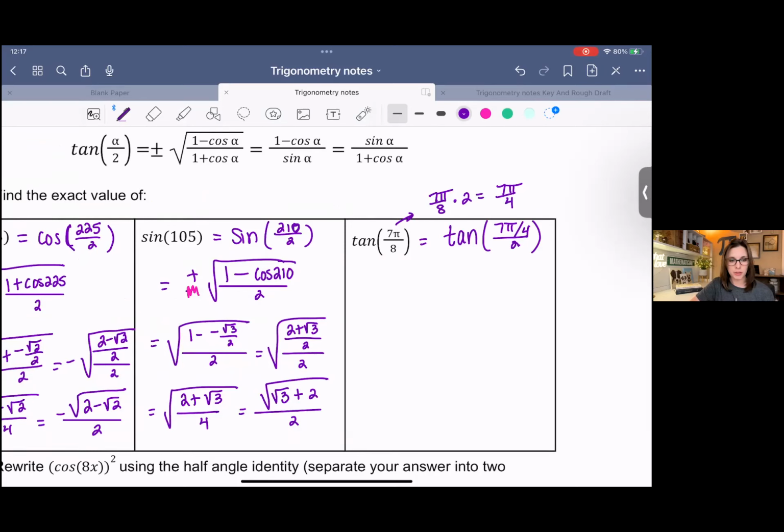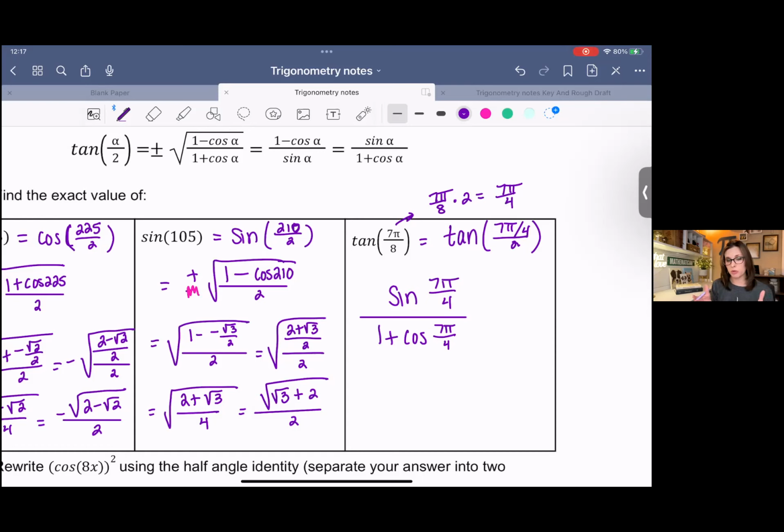So if we use our formula above, I'm going to do sine of 7 pi over 4 over 1 plus cosine of 7 pi over 4. And then we're going to have to take into consideration the positive negative sign of sine or cosine of 7 pi over 4 based on the unit circle.